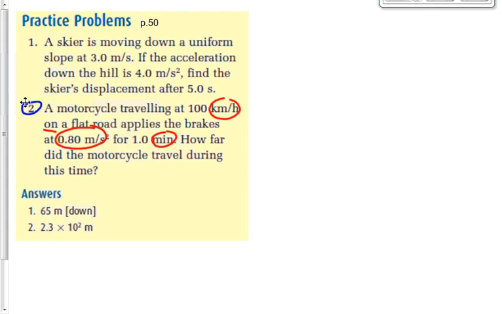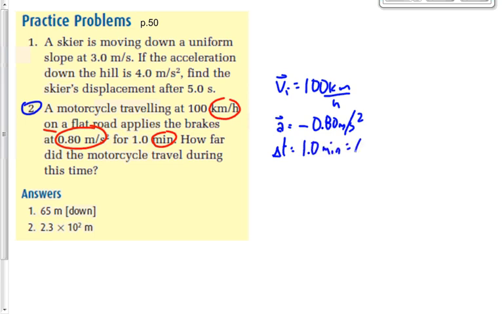So let's write down our givens now. We know that VI, the initial velocity, this is before the problem began, was 100 kilometers per hour. We will convert that to meters per second in a moment, but we'll leave it there for now. It applies the brakes at 0.80 meters per second squared. That's going to be acceleration, but remember it's going to be negative 0.80 because the brakes are slowing the motorcycle down. The time here is 1 minute. We got to convert that to seconds as well. That's an easy one: 1 minute is equal to 60 seconds. And we want to find out how far it goes.